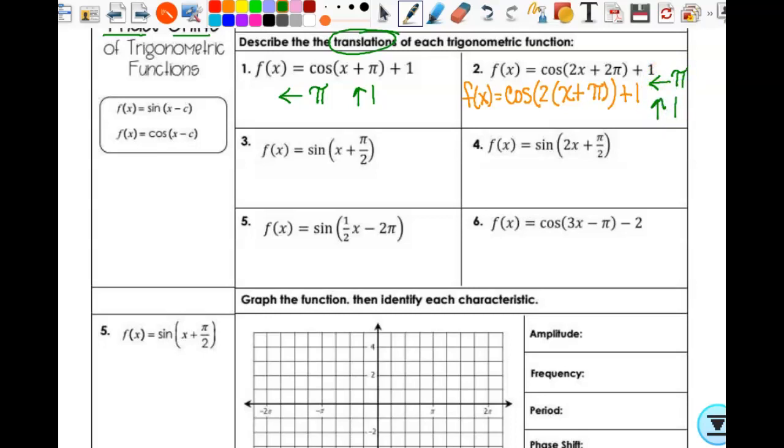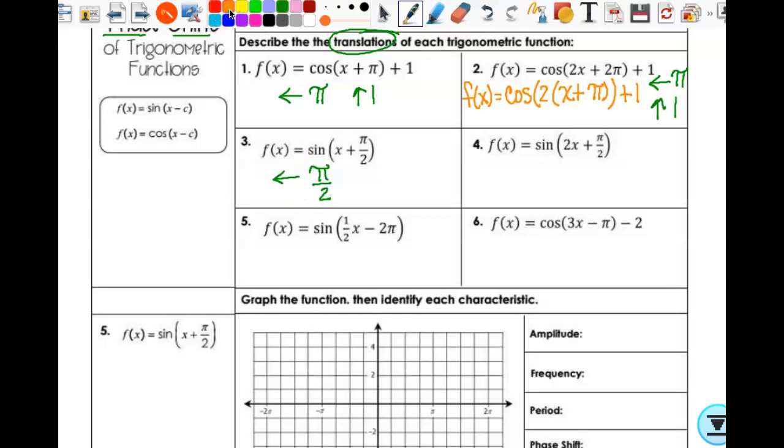So these have the same translations, but they looked different originally because I needed to factor that out. So make sure you factor it out. Okay? You're still able to just pull it right out of the function, but you have to factor it first. All right, so then let's look at number 3. Do I need to factor anything out? No. So I'm going to go left pi halves.